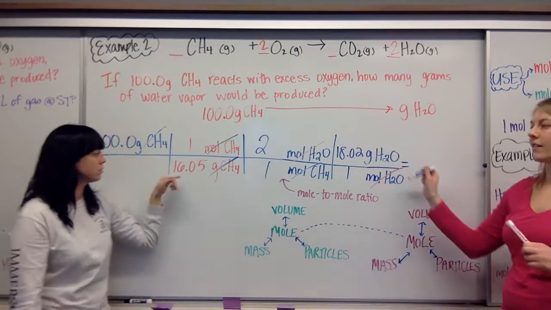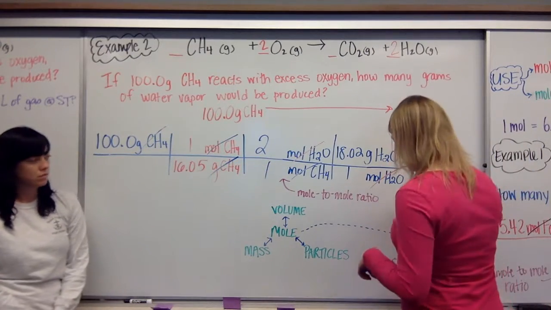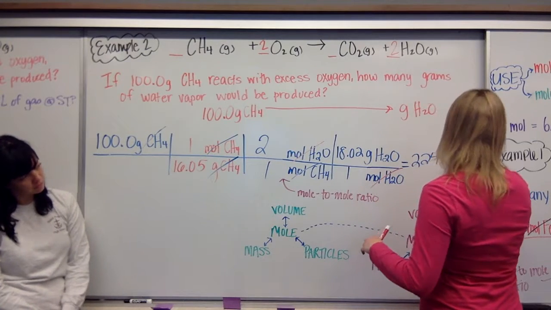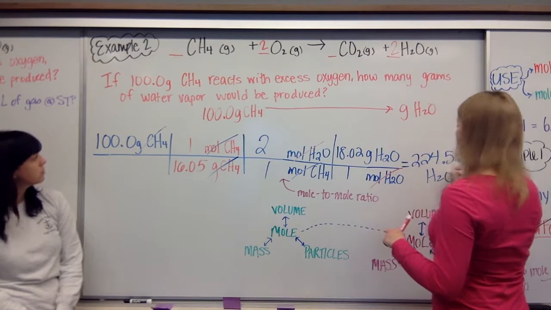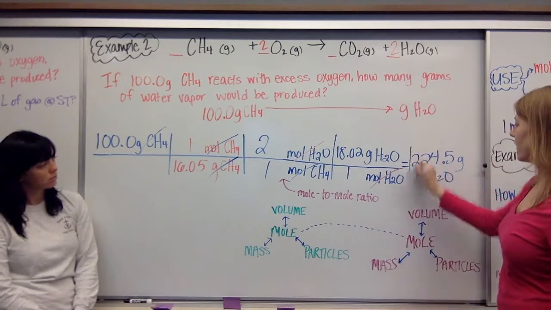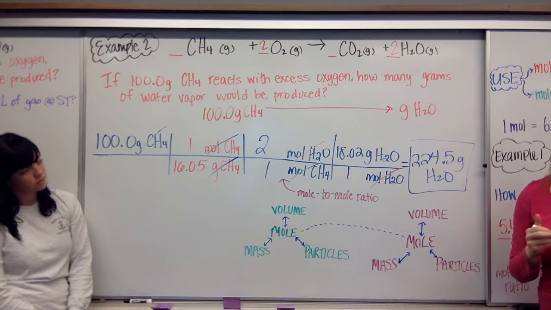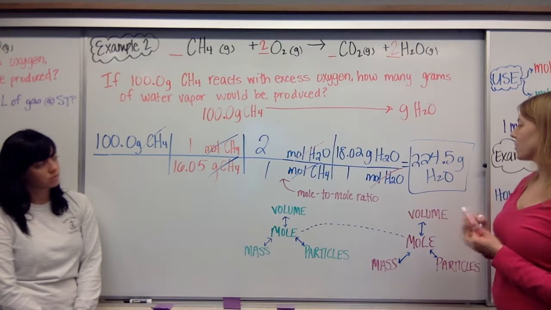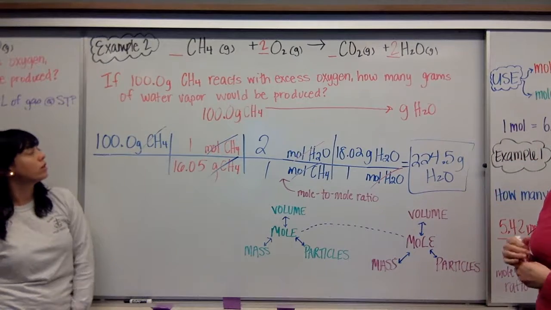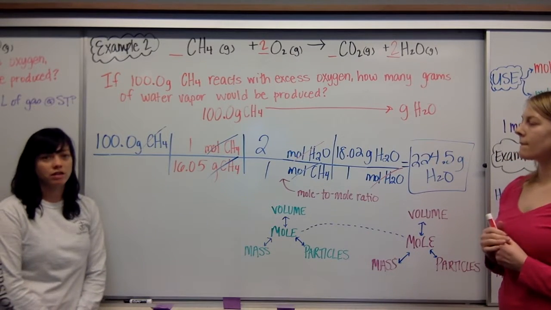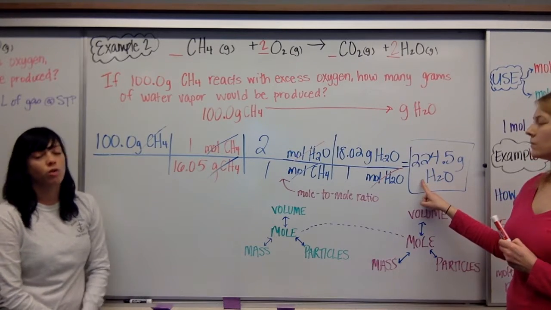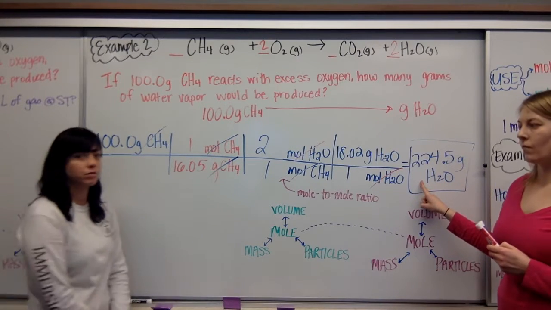We're going to divide across the bottom, and we end up with 224.5 grams of H2O. And we want to check for sig figs. We have 4, 4, and 4 sig figs. So our final answer has 4 sig figs, 224.5 grams of water vapor. So if I started with 100 grams of methane and that reacted with oxygen, we would end up with that much water vapor at the end. That's what we just found out.